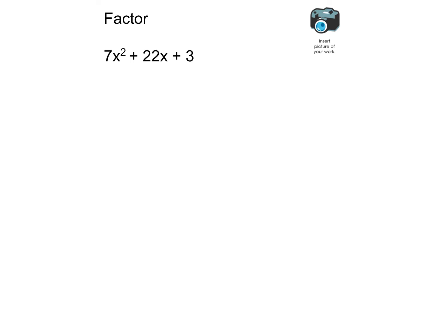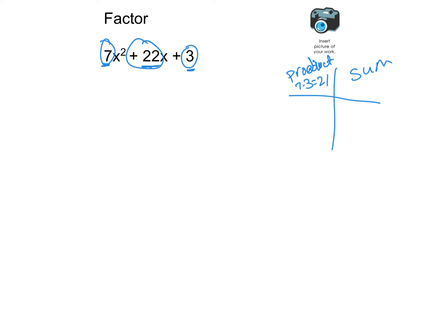Okay, step 1, greatest common factor. I guess step 1 is checking to make sure A is positive. A is positive. Now I'm looking at 7, 22, and 3. You do not have a greatest common factor. So now I'm ready for my t-chart. My first column is my product, 7 times 3, which is 21, A times C. And their sum needs to be B, which is a positive 22. I'm dealing with all positives so that I know my M and my N are going to be positives.